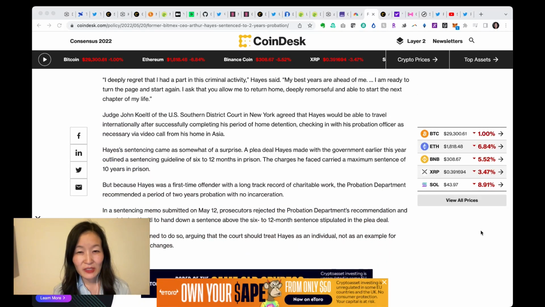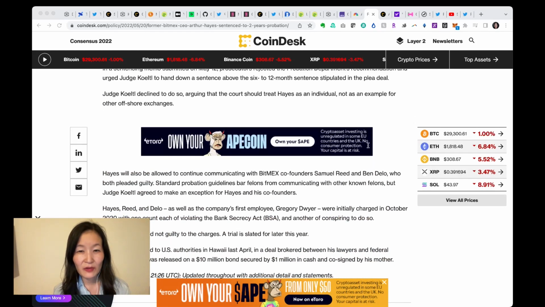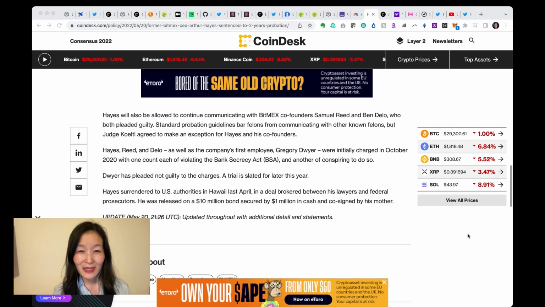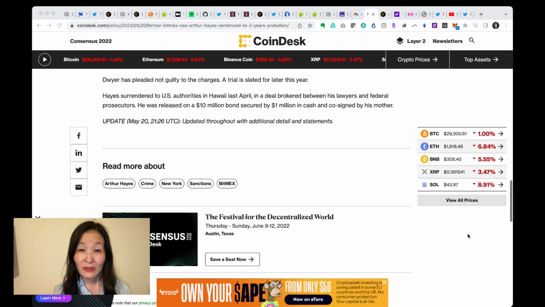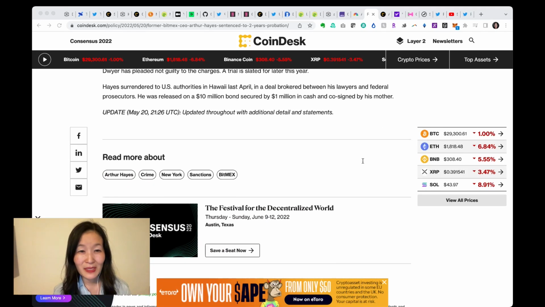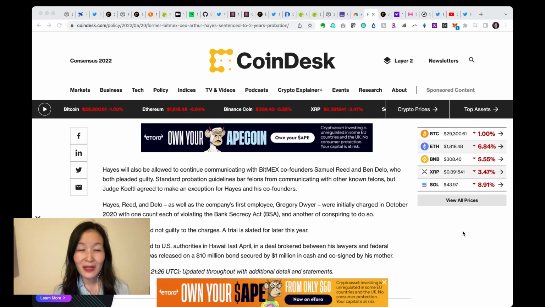The U.S. Attorney's Office for the Southern District of New York found that Hayes and his co-founder, Benjamin Delo, were guilty of willfully failing to establish, implement, and maintain an anti-money laundering, or AML, program at BitMEX. Even though the charges faced by Hayes carried a maximum sentence of 10 years in prison, he managed to dodge incarceration and was sentenced to 6 months of home detention and 2 years of probation. In addition, he will have to pay a fine of $10 million. "I deeply regret that I had a part in this criminal activity," said Hayes in the courtroom.